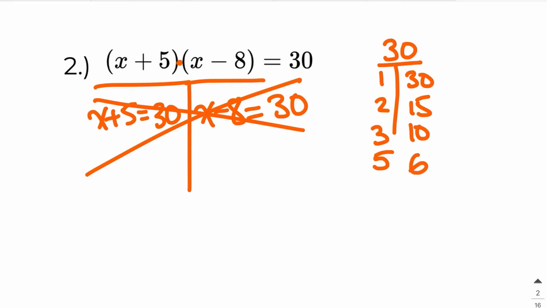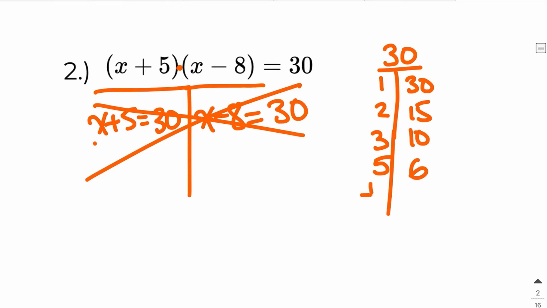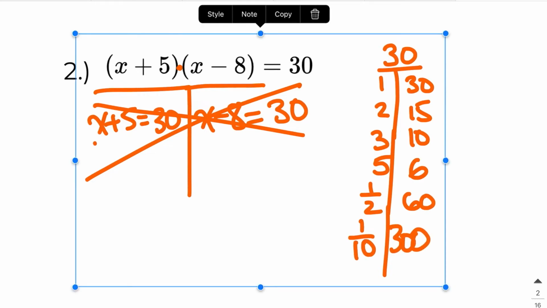We could do 5 and 6. We could do negatives of all these values. And nothing says that these expressions are not allowed to be fractions or decimals. So I could use 1/2 and 60. I could use 1/10 and 300. I mean, I've got infinite possibilities. So you don't want to do it this way.